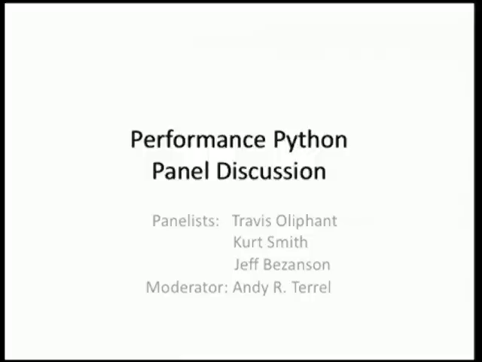Our first panelist is Travis Oliphant of Continuum Analytics, well known for creating NumPy and being an advocate for Python in many places throughout the world. Our second panelist here is Jeff Bezanson. He works on Julia, the new Julia language, and he's coming from outside the Python world, but with a general programming language that can have a very nice, Python-like syntax.